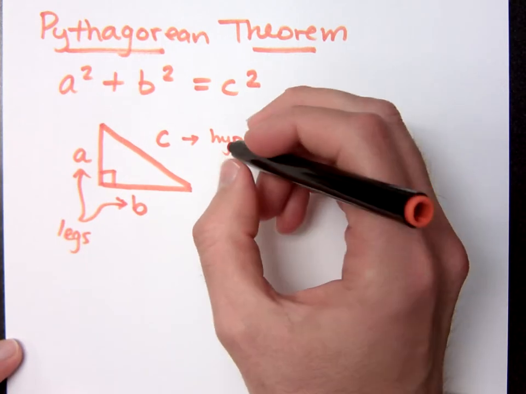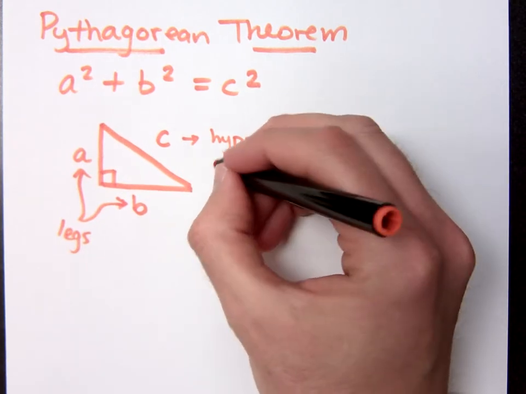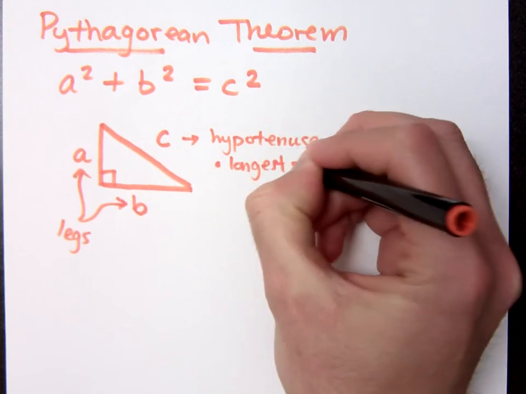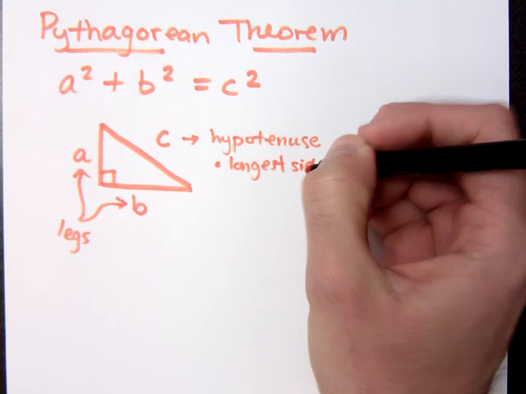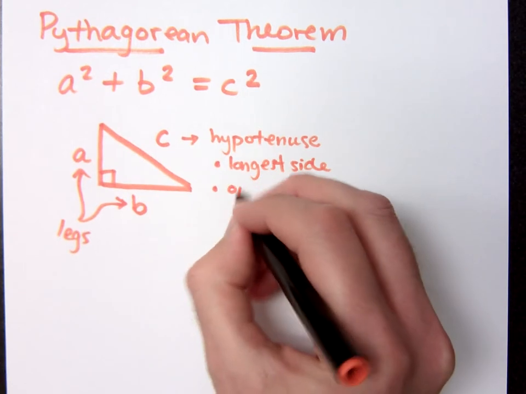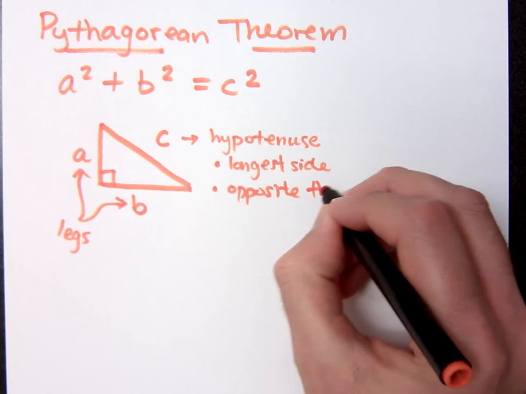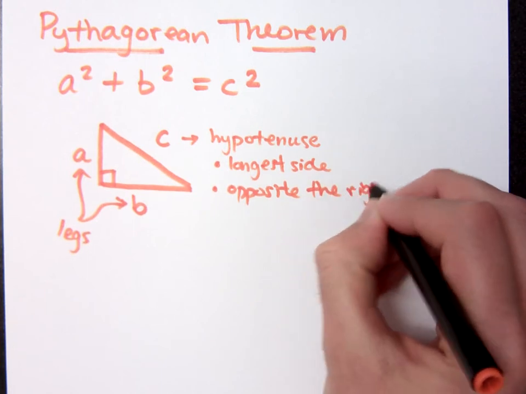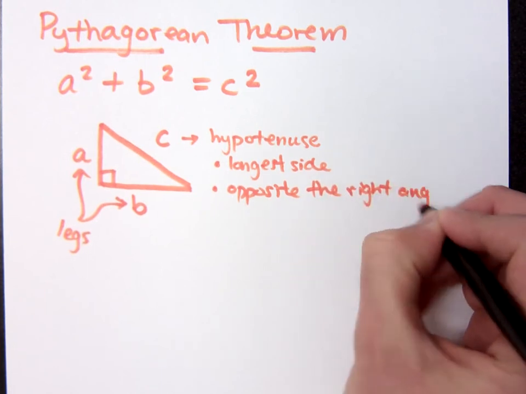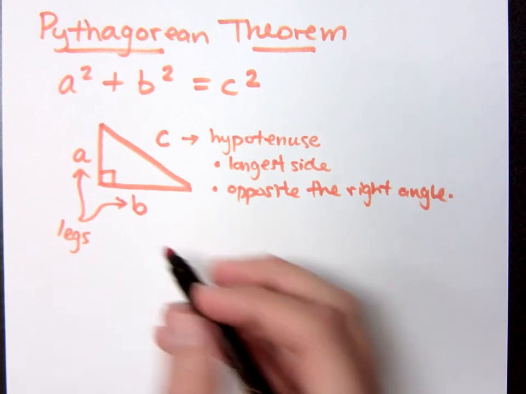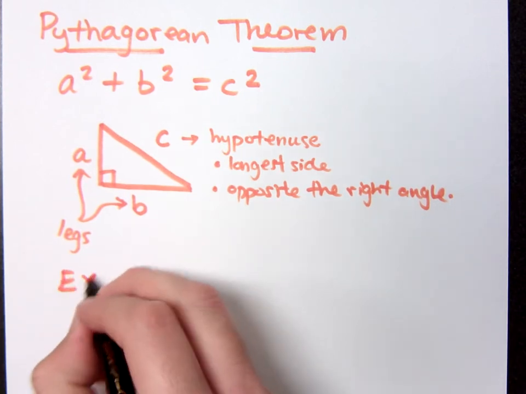Now, the hypotenuse, as Octavia already mentioned, is always going to be the longest side, right? And you can always identify it because it is always the side opposite what? It's always opposite the right angle. Okay. So this is your Pythagorean theorem. So if I gave you an example of what this looks like.